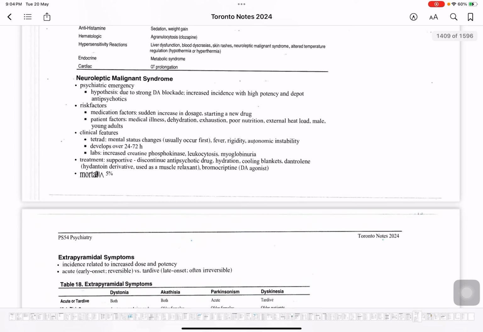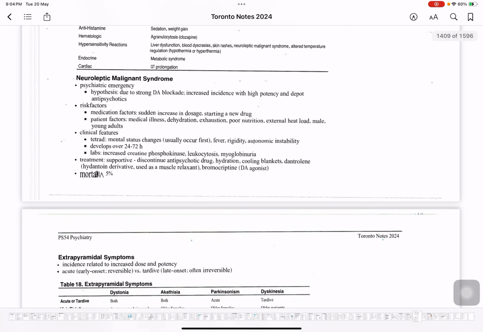The hypothesis is strong dopamine blockade, with increased incidence of hypotension and depot antipsychotics. Risk factors: medication factors like sudden increase in dosage, starting a new drug. Patient factors: medical illness, dehydration, exhaustion, poor nutrition, external heat load, male, young adults. So after starting a new medication, the patient is more prone to have neuroleptic malignant syndrome.